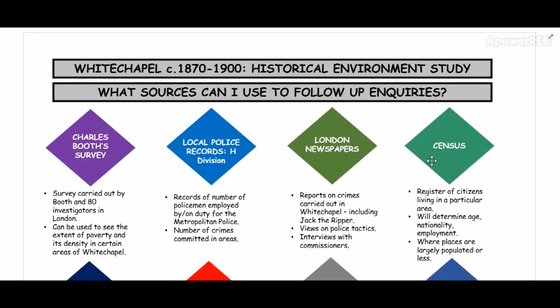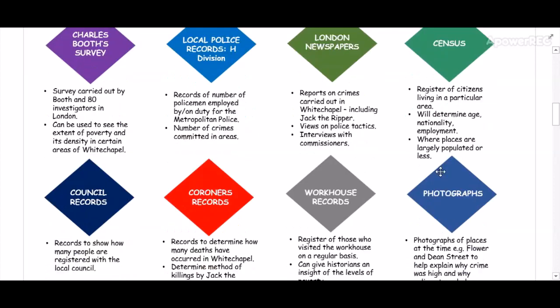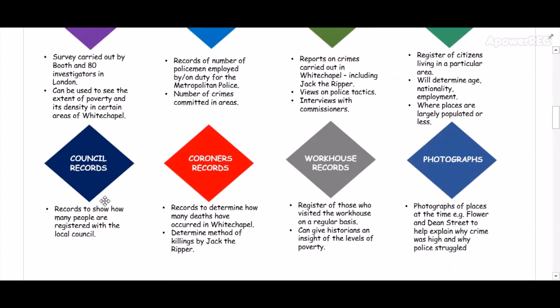You could have a census. Again, census every 10 years. The government basically asks people where they live, what they did, and what their occupation was, etc., etc., their religion. So that gives a good idea about who's living in Whitechapel and what they're doing in terms of Jewish population, etc. Council records, very similar to that. Basically, how many people are living within each borough. Again, can lead us to learn about overcrowding.